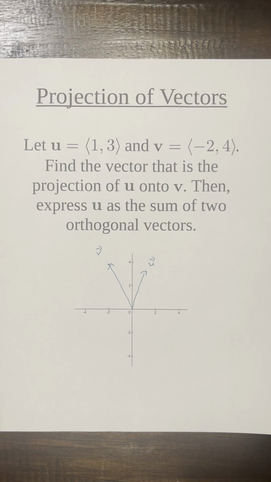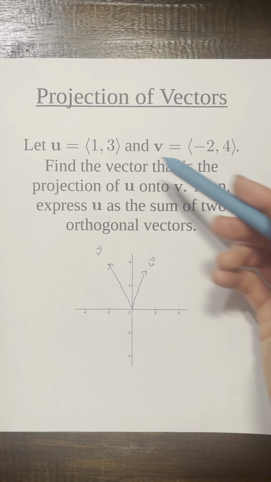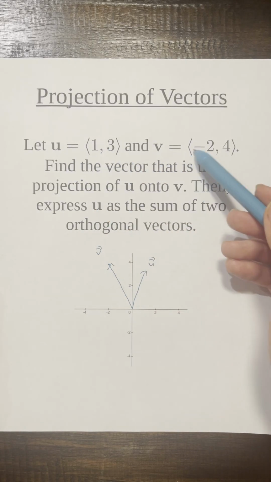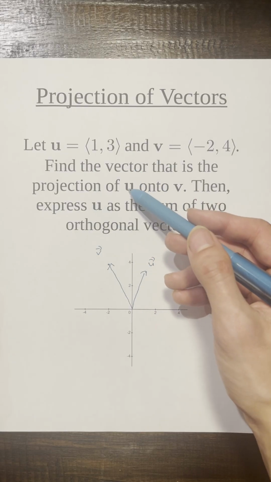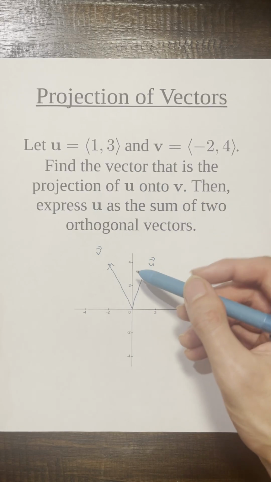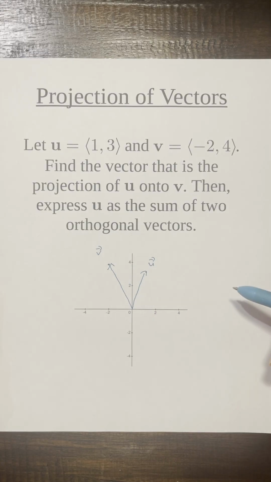In this video, I'm going to show you what projecting vectors look like geometrically and algebraically. So I've already graphed vectors u and v, and we want to find the vector that's the projection of u onto v. So how do we project u onto v?